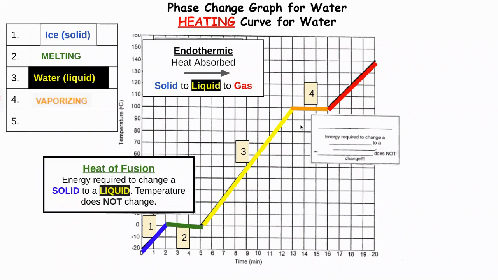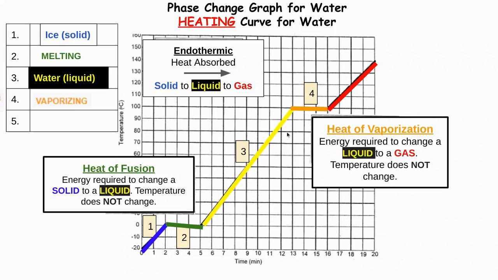It begins to vaporize. We're still adding energy, but we don't see a temperature change. That's because that energy is required to change it from a liquid to a gas. That is the heat of vaporization. It's the energy required to change a liquid to a gas. So when we're at this stage, this phase change, the temperature does not change.